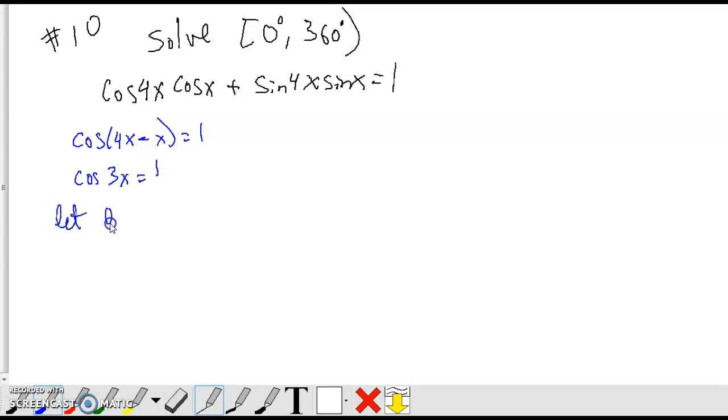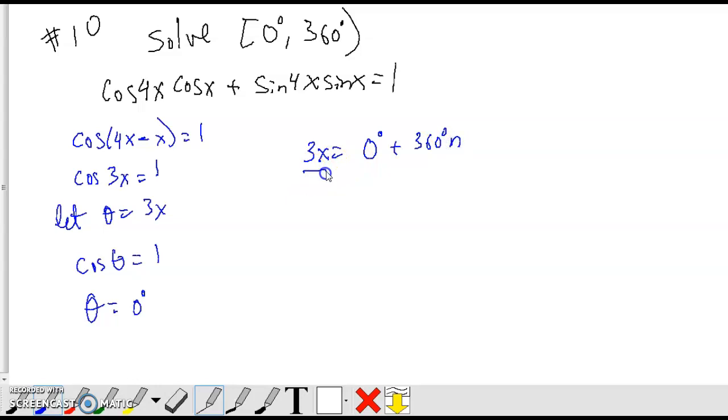Again, let statement, let theta equal 3x. Cosine of theta is equal to 1. We have only one choice. Theta has to equal 0 degrees. So I'm going to go ahead, I'm going to say 3x is equal to 0 degrees plus 360n. Divide everything by 3. So x is equal to 0 degrees plus 120n.